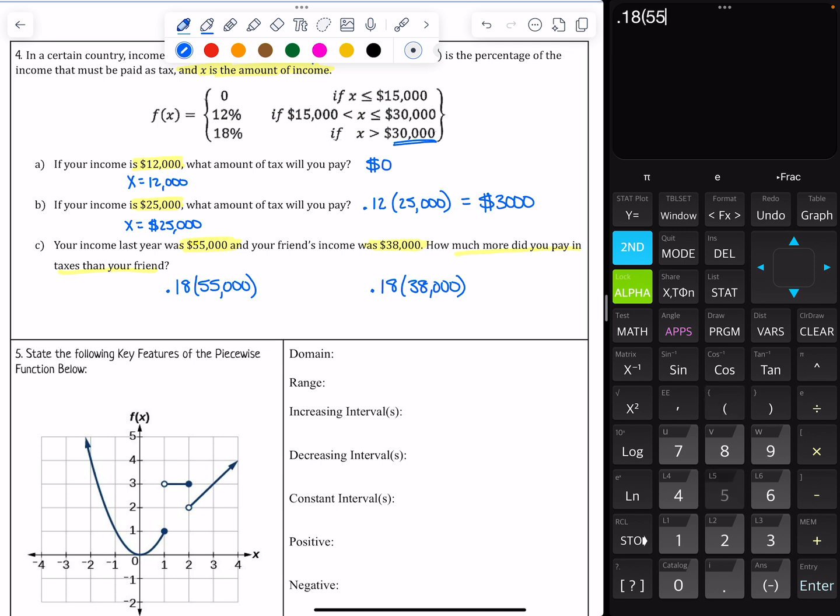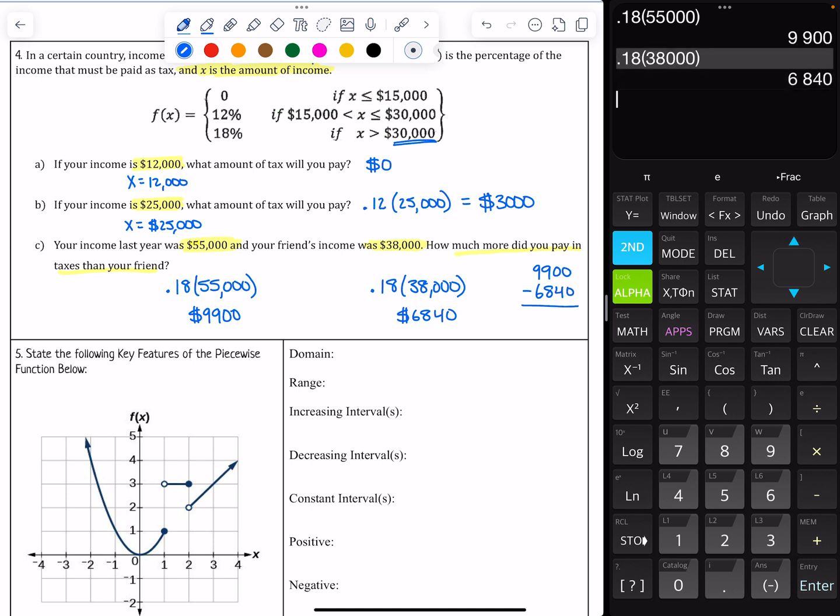So 0.18 times 55,000 is 9,900 for me. And then my friend is going to pay 18% of 38,000, which is 6,840. And then we just have to subtract 9,900 minus 6,840. In my calculator, I can just grab those numbers so I don't have to retype and make a typing error by accident. So then the difference is $3,060. And so that would be how much more I would have to pay in taxes.